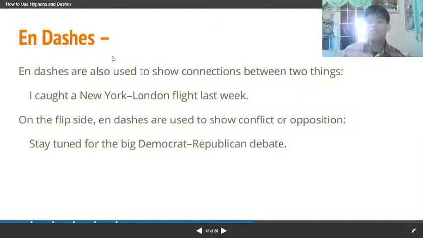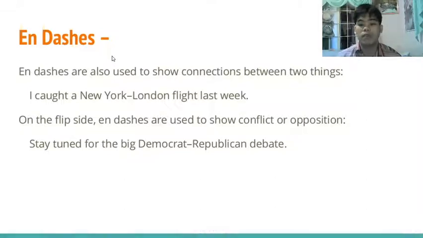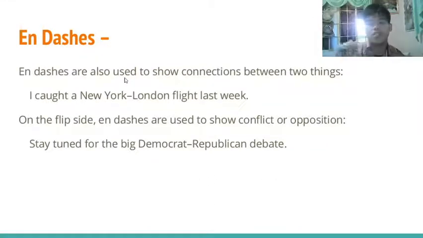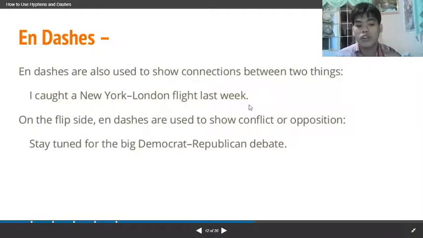En dashes are also used to show connections between two things. So, like simile and metaphor, showing connections. How are they connected? For example, I caught a New York–London flight last week. These are connected because where is that going to? Where did the flight come from? And where is it heading to? From New York to London, or London to New York.